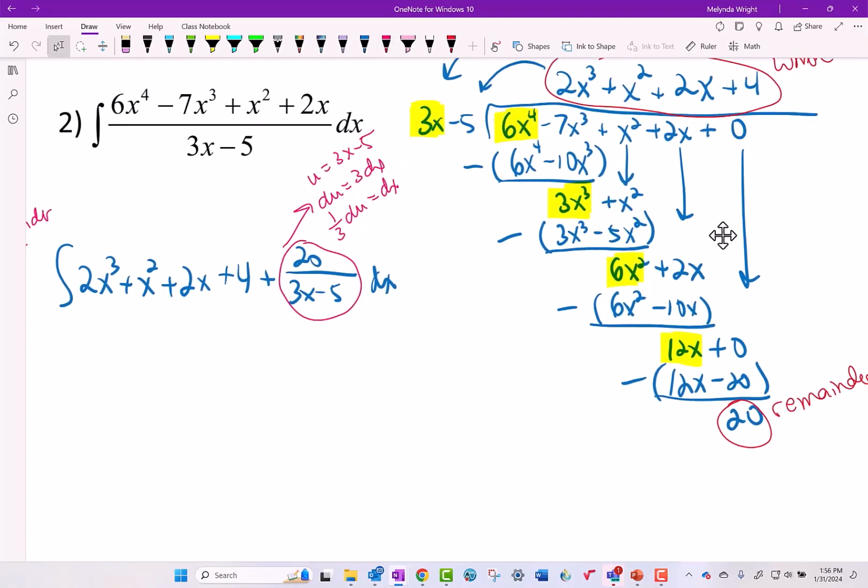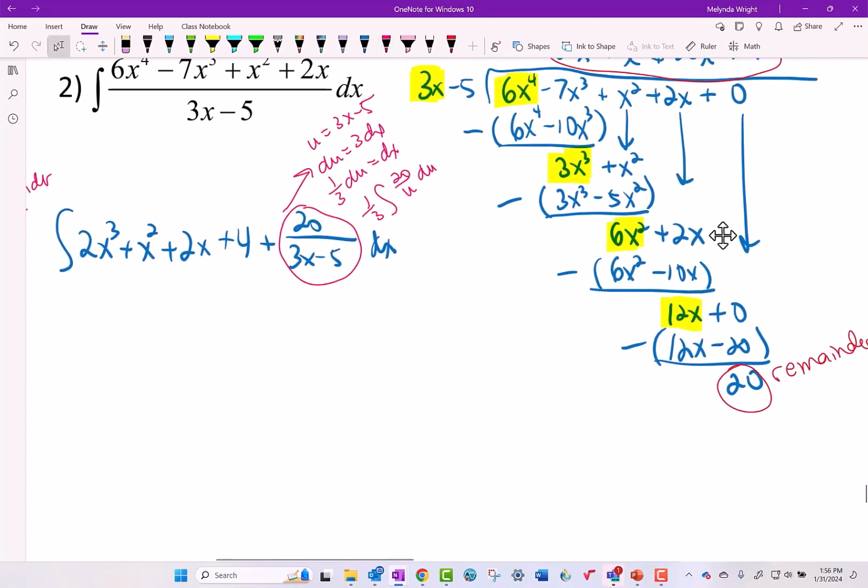If I were to rewrite it, we would do 1/3 integral of 20 over u du. That's what we would do, right? 1/3 integral 20 over u du. All right, so let's start our integration.